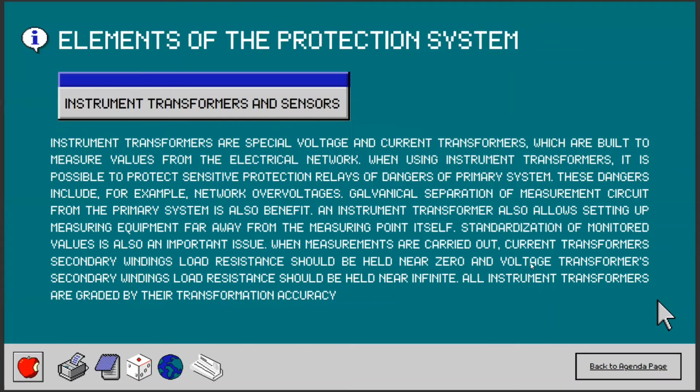Standardization of monitored values is also an important issue when measurements are carried out. Current transformers' secondary winding load resistance should be held near zero and voltage transformers' secondary winding load resistance should be held near infinite. All instrument transformers are graded by their transformation accuracy.